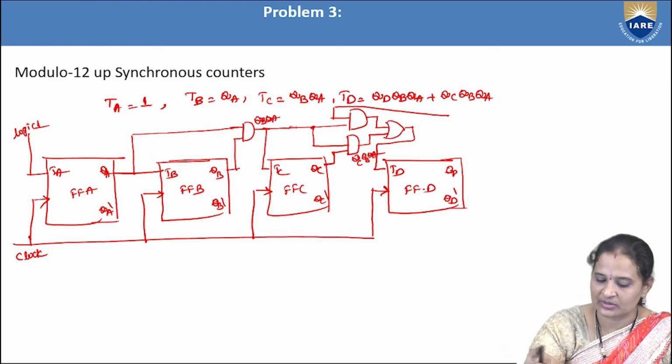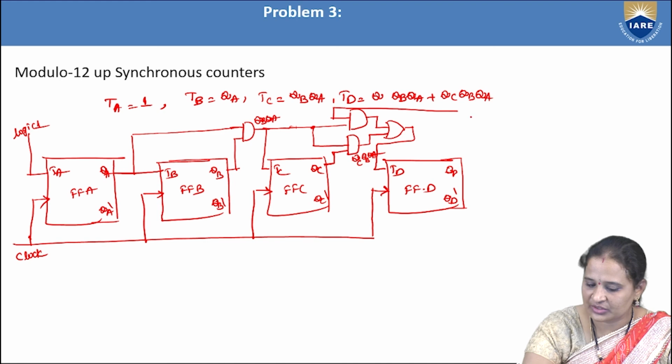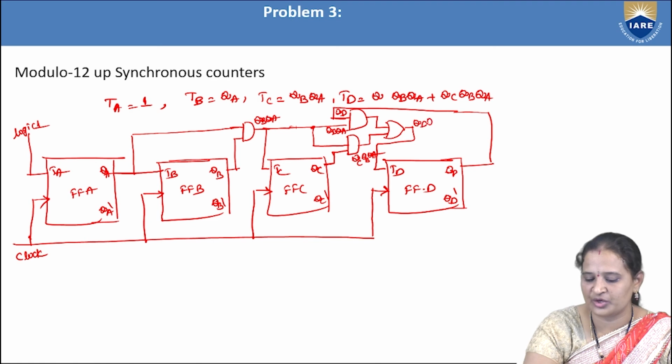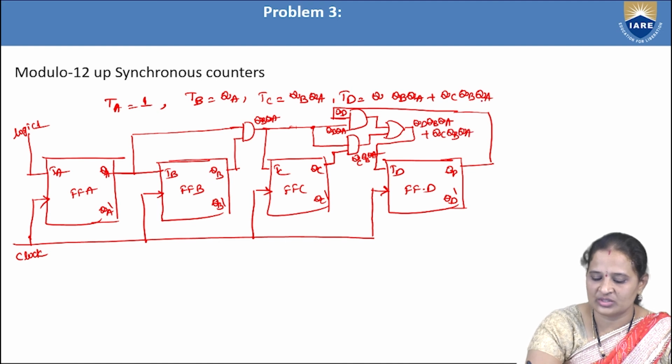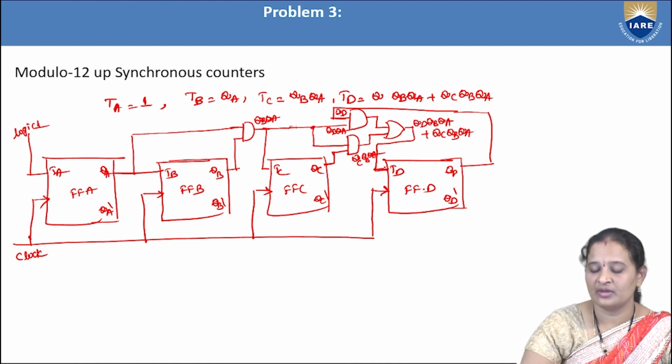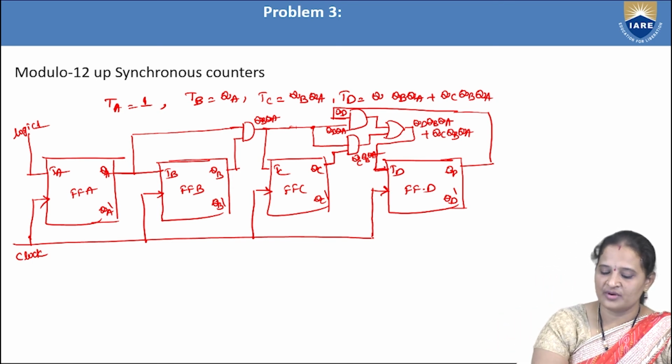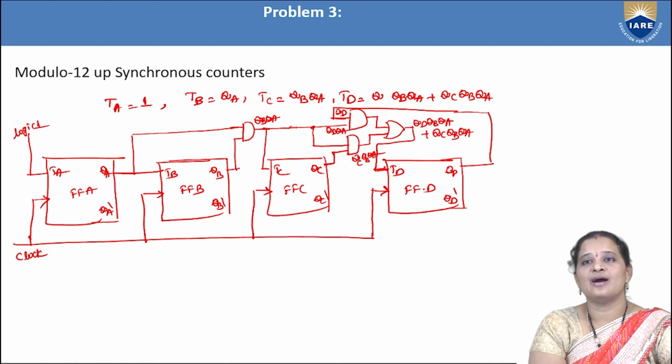This is QD. So I'm taking this one as a feedback. So what is this one? This is QD and this is QB, QA. And finally what I'll get here? QD into QB, QA plus QC into QB, QA. So this is applied as input to the 4th flip-flop TD. So this is the designing of Mod 12 synchronous up counter.